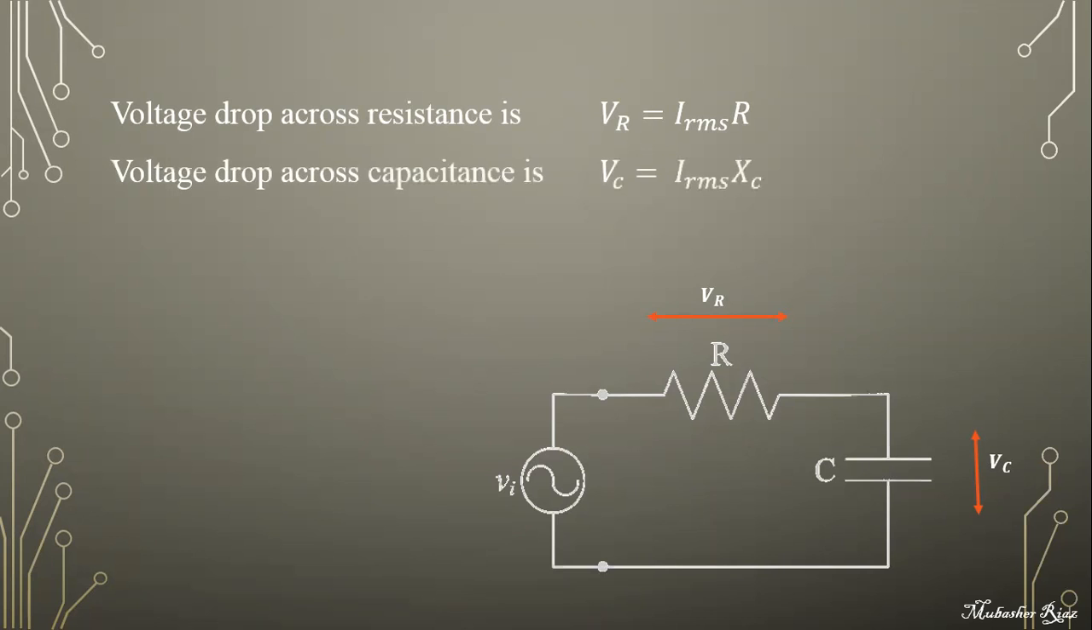Similarly, the voltage drop or potential difference across capacitance would be IRMS XC, where XC can be replaced with 1 over omega C. यहाँ आप इस इक्वेशन में XC को रिप्लेस कर सकते हैं with 1 over omega C, yani capacitive reactance and the frequency of AC source are inversely proportional to each other. So we have two values, one for the potential drop across resistance R and the other for the capacitance C, which is IRMS over omega C.